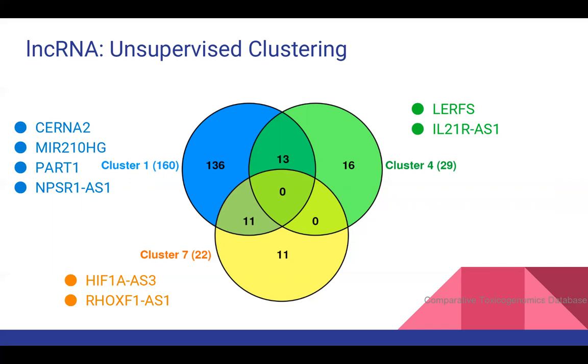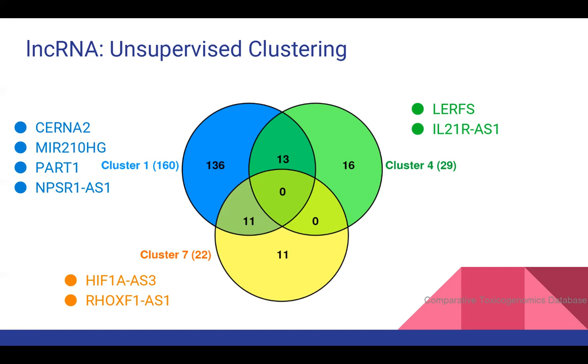Cluster 1 had significant genes such as SERNA2 and MIR210HG, which are involved in microRNA regulation, Part 1, which is induced by androgens in prostate adenocarcinoma, and asthma-associated NPSR1 antisense RNA1. Cluster 2 contained LRPs, which interacts with SYNCRT to regulate mRNA metabolism and transport, and IL-21R antisense RNA1, which is involved in immune responses.